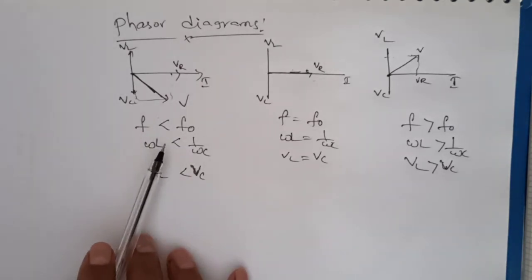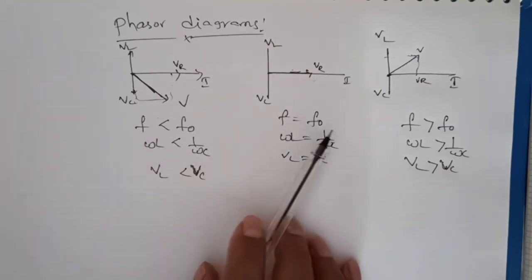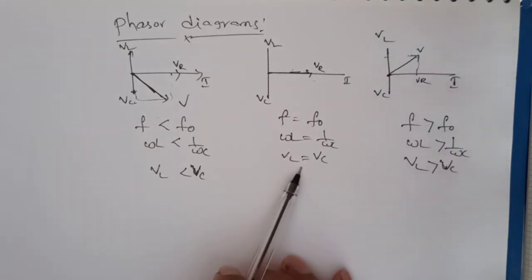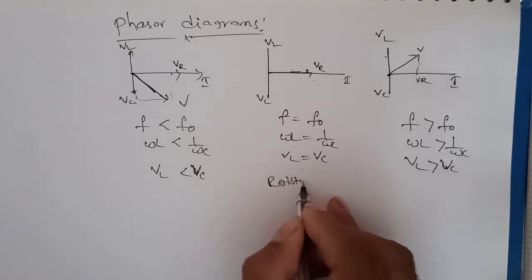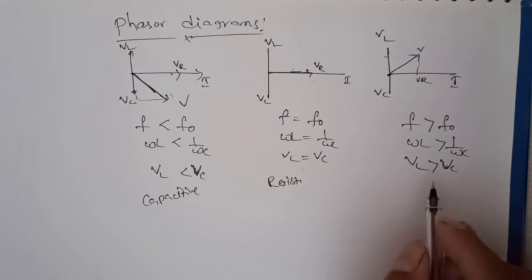So this we can call a capacitive circuit. At f equal to f0, omega L equals 1 by omega C, so the voltage across the inductor equals the voltage across the capacitor. These voltages cancel each other and the resultant voltage is the same as the voltage VR. So the voltage and current are both in phase. This we can call a resistive circuit.